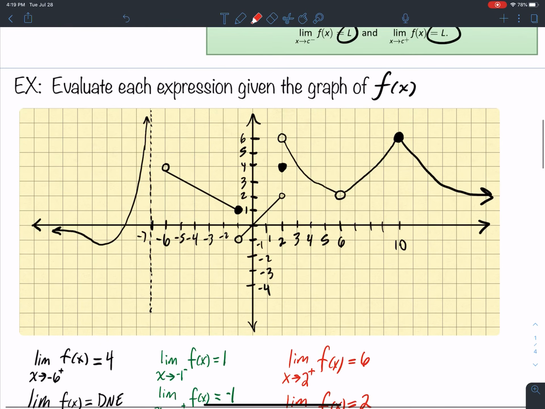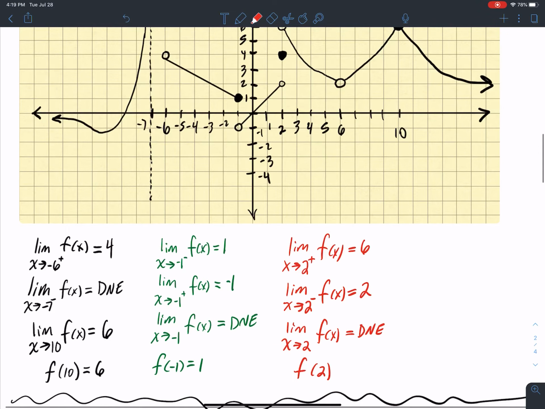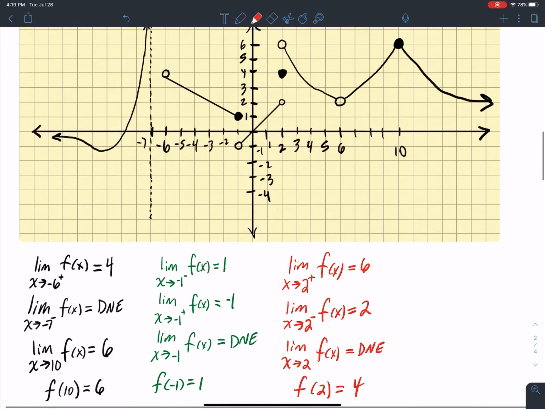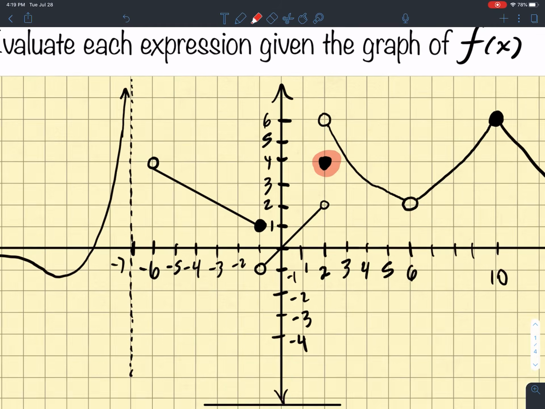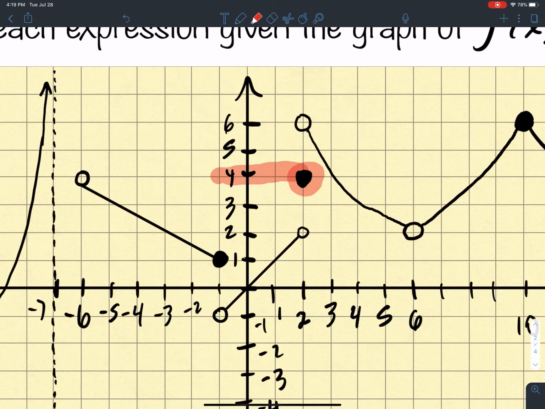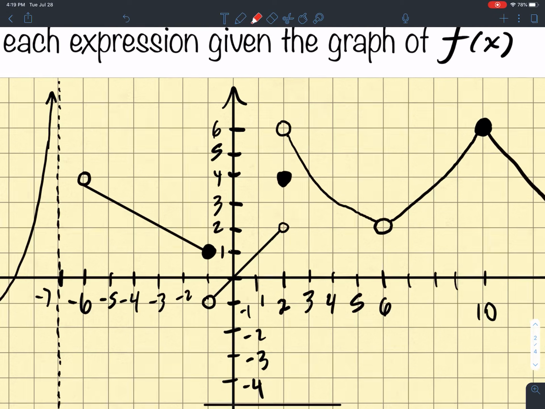However, the point f of 2, if I plug a 2 in, where does it output? It outputs 4. Okay, so 4 is my output there. So it's not the y value itself, because this is an example where the y value of the limit is not equal to the left or the right-handed limit, and the limit itself at 2 does not exist. Okay?